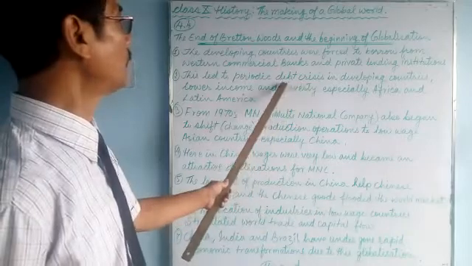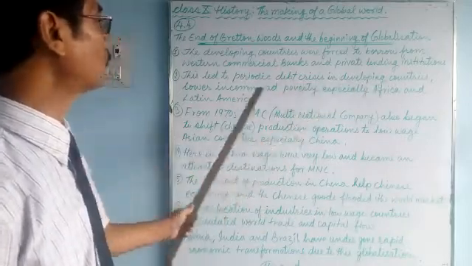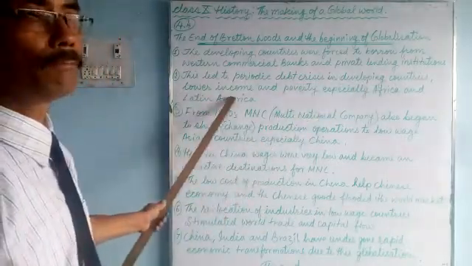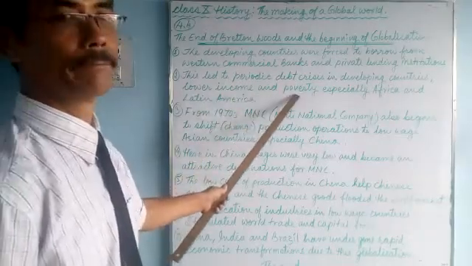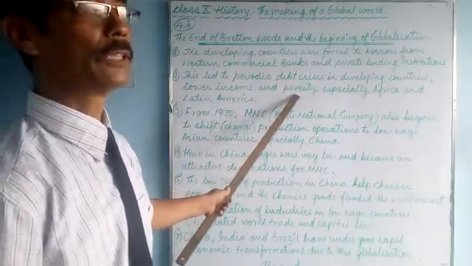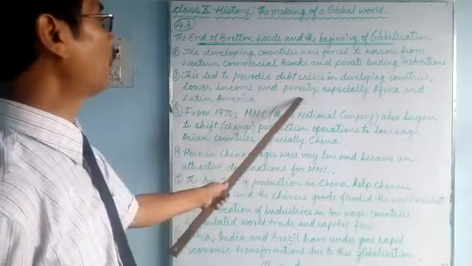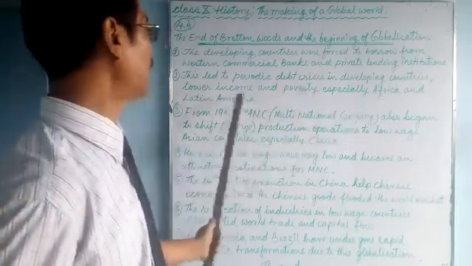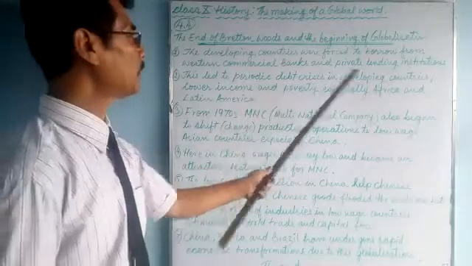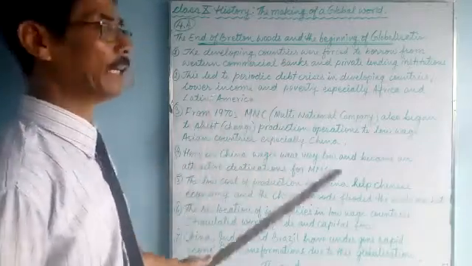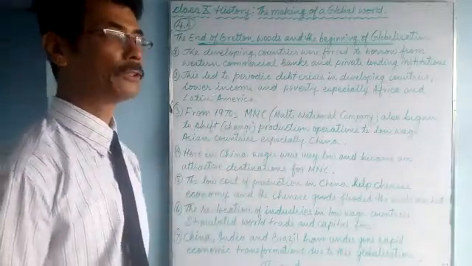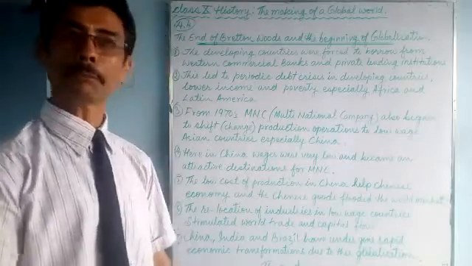So naturally, a debt crisis in developing countries led to lower income and poverty. The developing countries faced these problems: debt crisis, lower income, poverty, especially in Africa and Latin America. These developing countries faced this type of crisis.